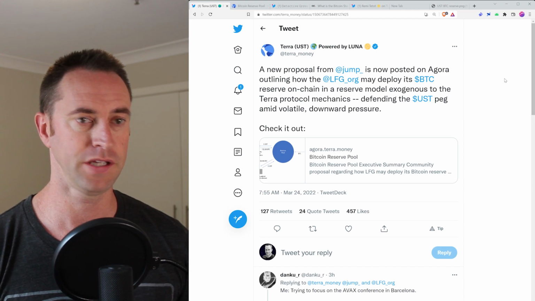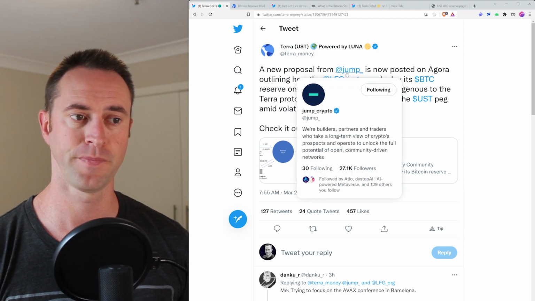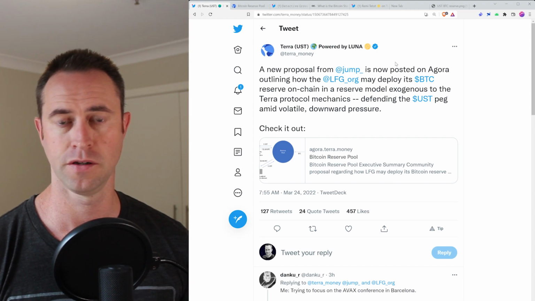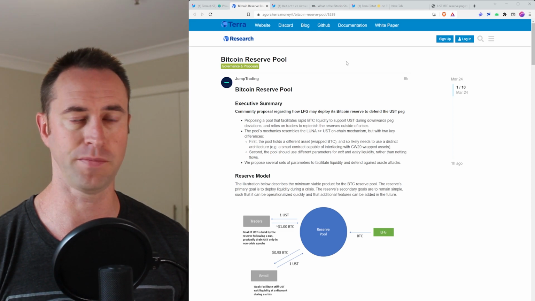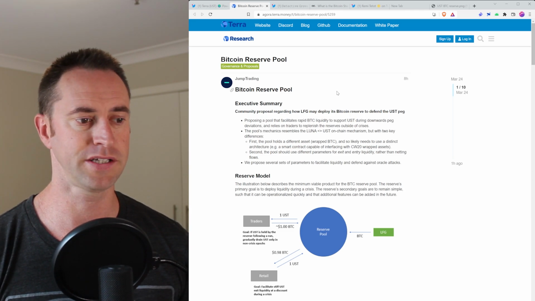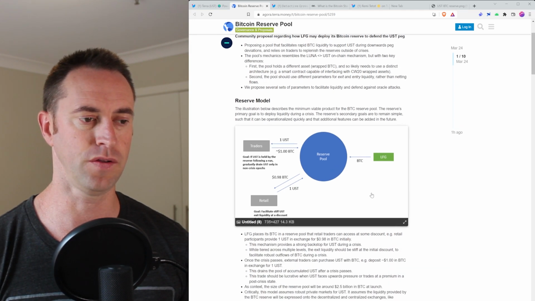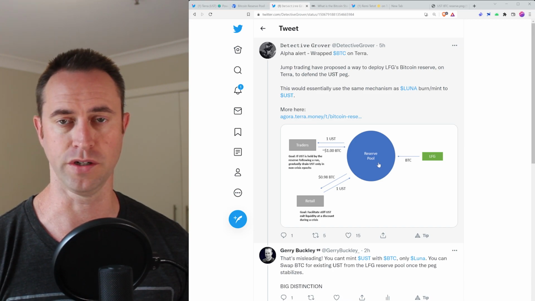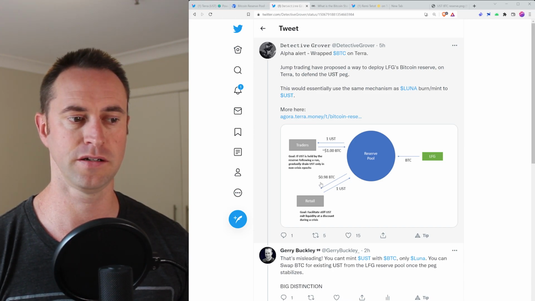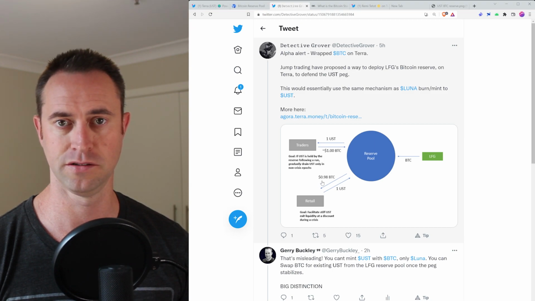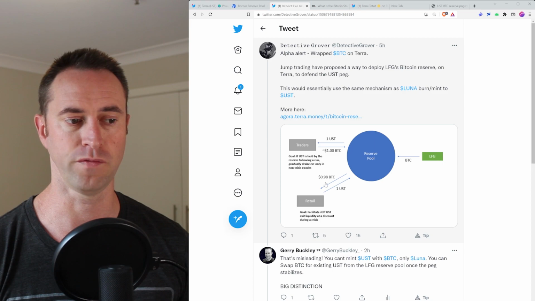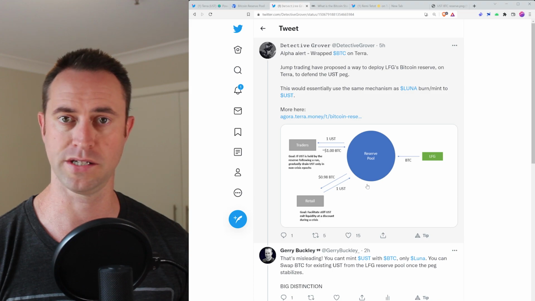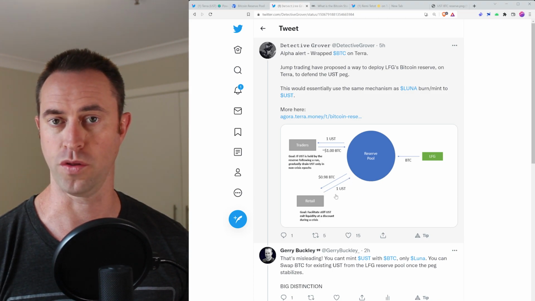So this proposal has come out from Jump Crypto about what to do with Luna Foundation Guard's Bitcoin reserves. Now, you can go into the details of their proposal. It's pretty technical. But in essence, it's this. You have a reserve pool that's slated to hold $3 billion of Bitcoin. And the idea is in a nasty depeg to the downside beyond 2%, so if we're at 97.9 cents, people can start redeeming one UST for 98 cents worth of Bitcoin.